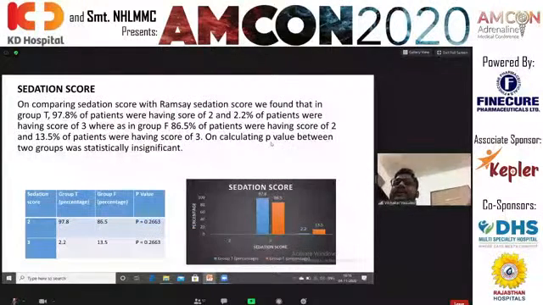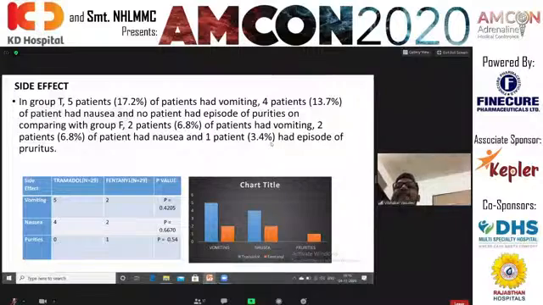Sedation score was calculated. It was noted that sedation score 2 in 97.8% of patients and sedation score 3 in 2.2% of patients in group tramadol, whereas 86.5% had score 2 and 13.5% had score 3 in group fentanyl. Next. Side effects in both the groups, vomiting and nausea, were noted. The incidence of nausea and vomiting was higher in group tramadol, and pruritus was noticed only in group fentanyl. Next.